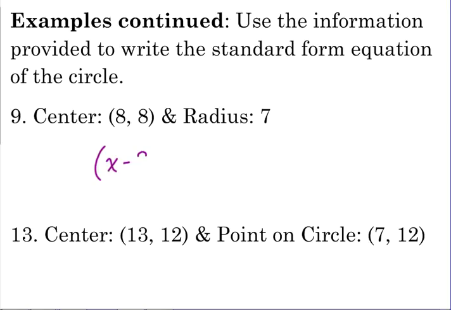We don't have to do any work. We just have to plug the pieces in correctly. So we change the sign when we plug it in. X minus 8 squared plus y minus 8 squared equals, don't forget to square the radius. So 7 squared is 49. There's your standard form of the equation.